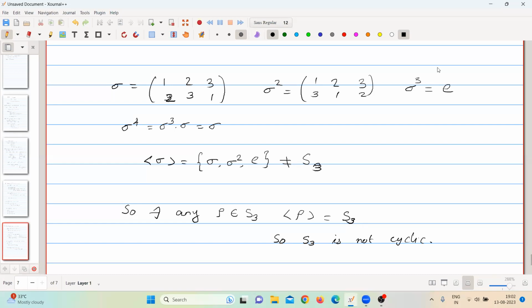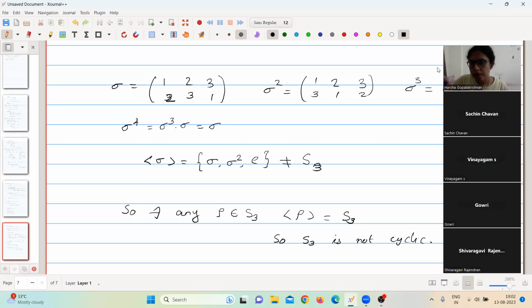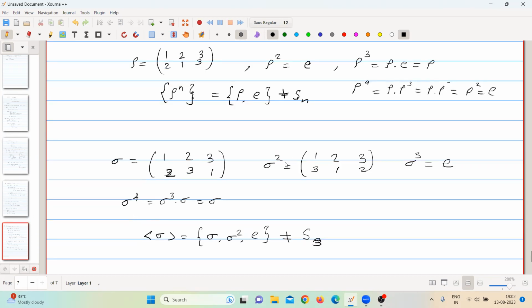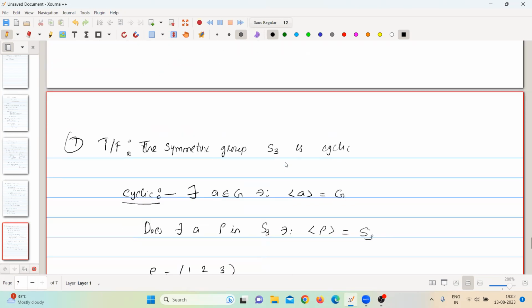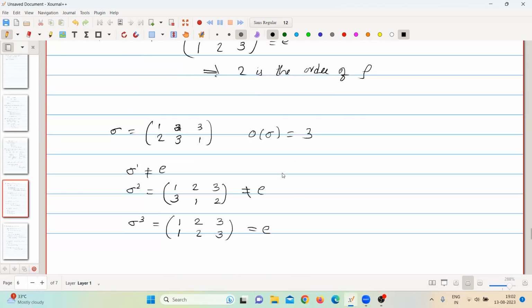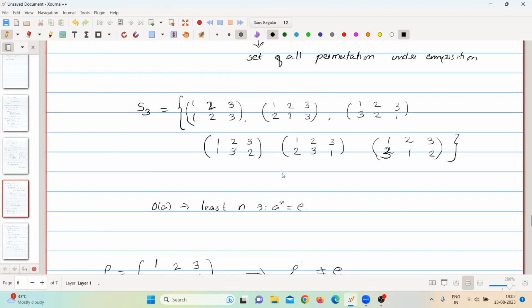Clear? Any doubt in this question? Anyone? Any doubt here? Madam, why should we not check another element in the group? Only identity and rho were checked. Actually, we should check every element. Why am I checking these elements? Only two elements. These are the two types of elements.